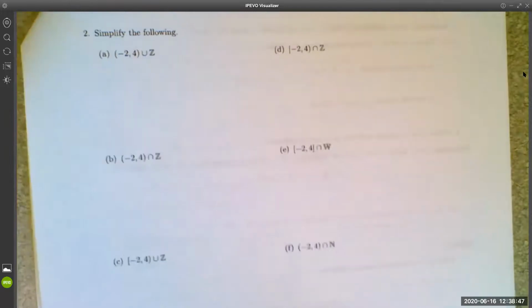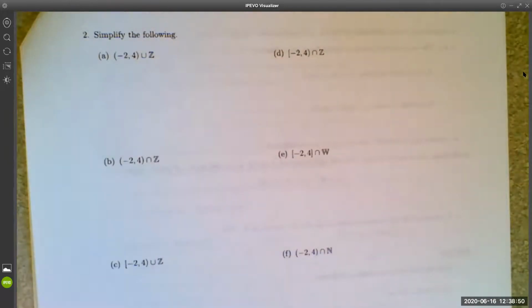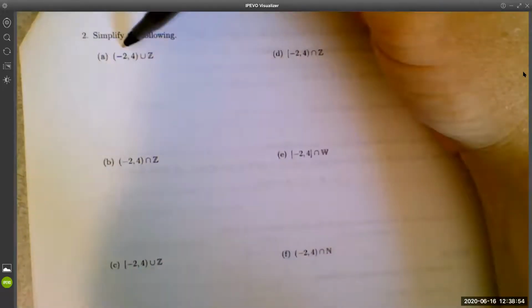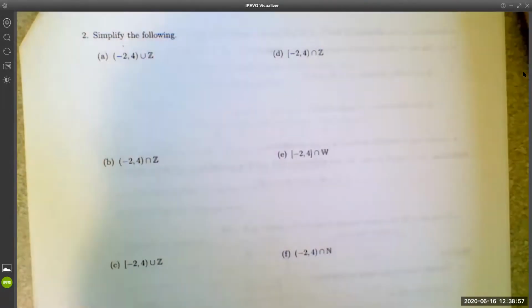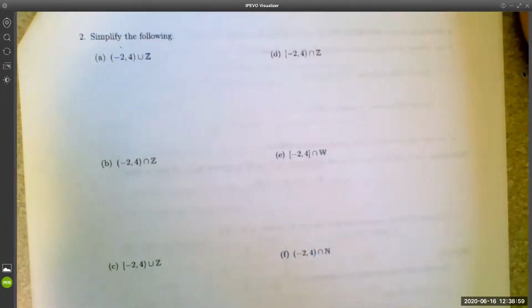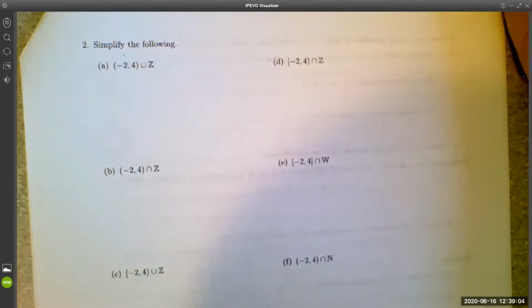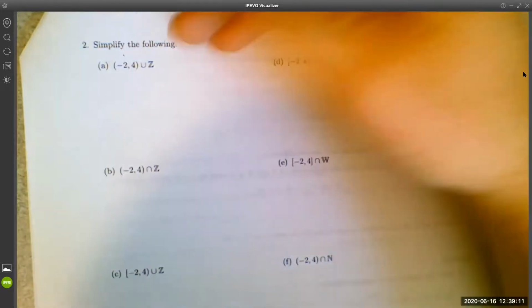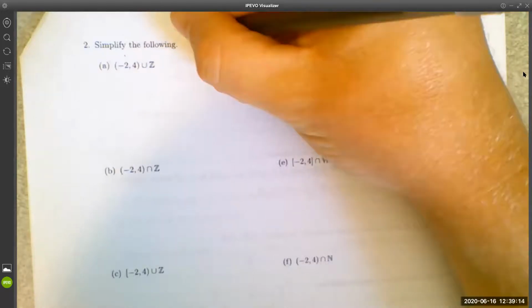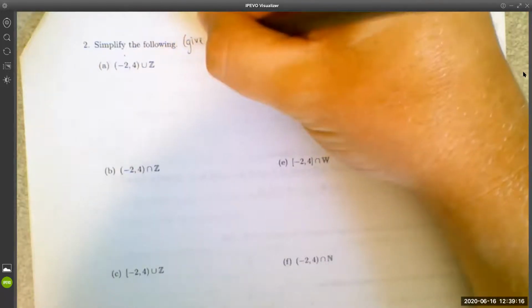Okay, here's some more practice. Let's see if we can simplify the following. We have negative 2 to 4 union Z. Z is the set of all integers. That's an interesting set. So simplify the following. I mean, this is actually already simplified. I think this is about as simple as you can get. But what I think I meant was to give the roster notation. So give roster notation.